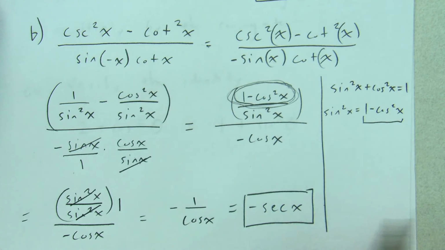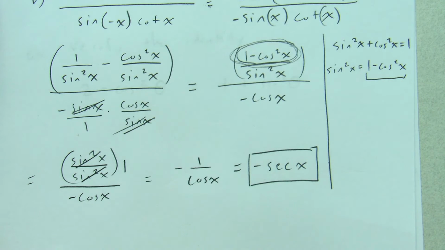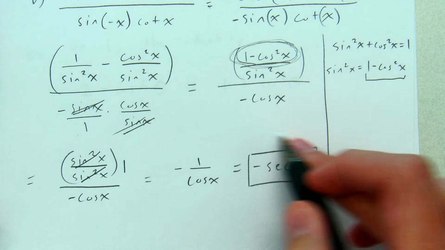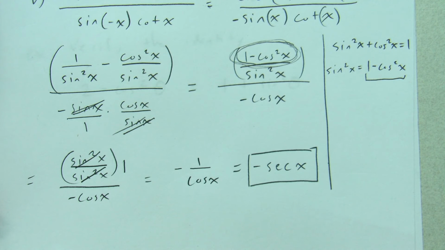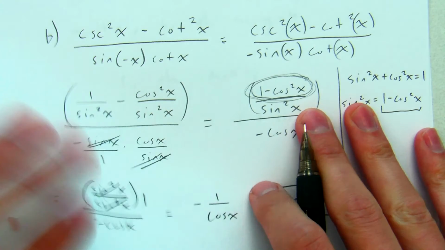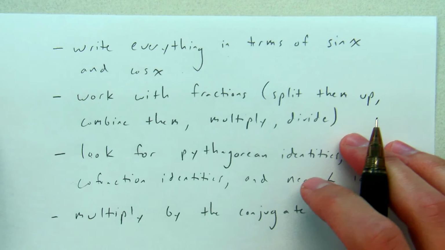You need to know how to combine fractions, how to cross off something from the numerator and denominator. This one we didn't end up needing to, but if I'd been dividing by another fraction, that's the same as multiplying by the reciprocal of that fraction. So there's a lot going on, okay? And we're going to use all those skills for the next kind of problem, which is called verifying trig identities.